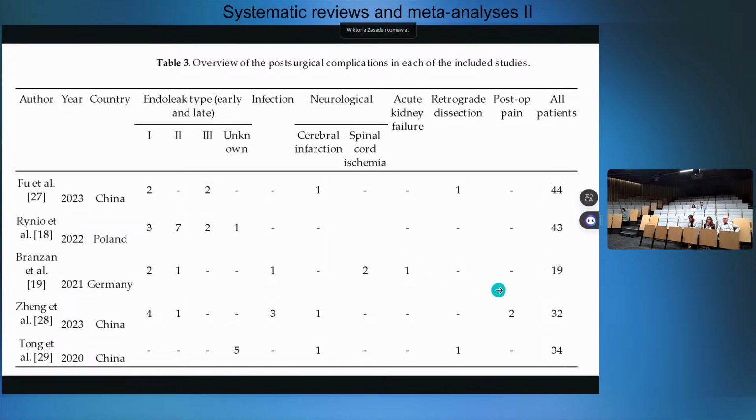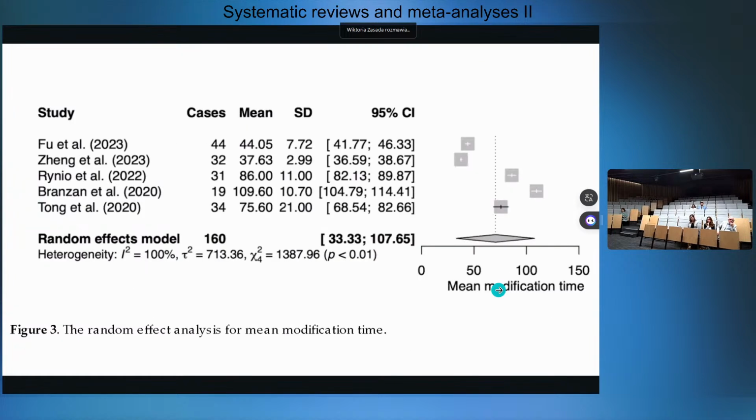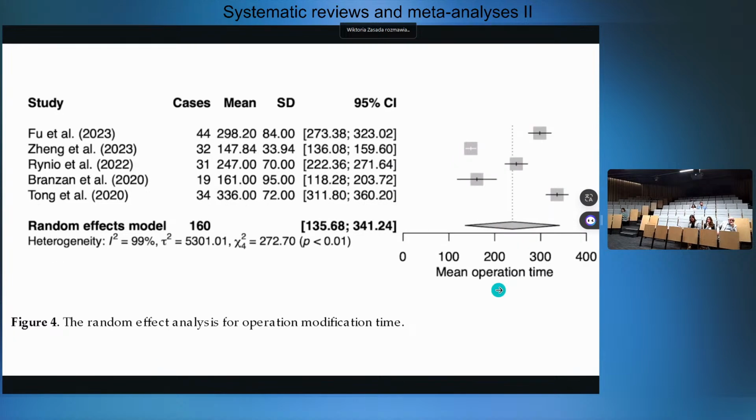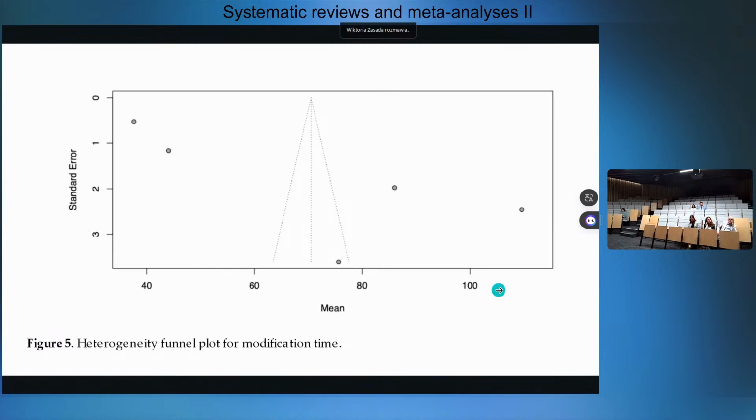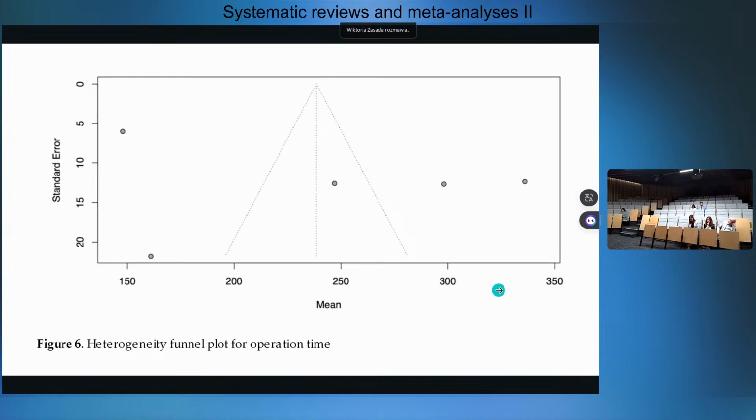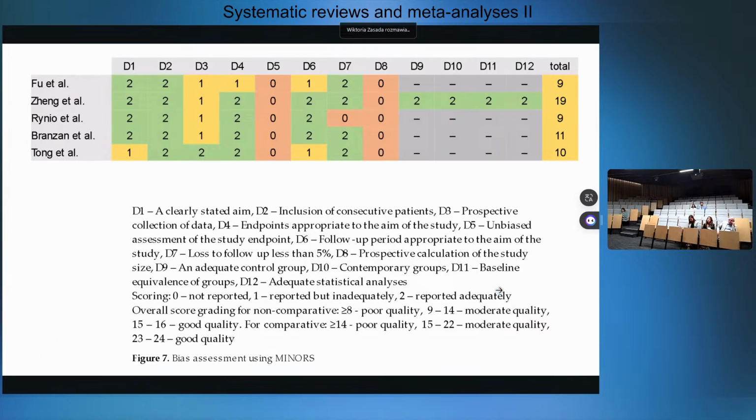Complications included endoleak, infection, neurological cases, renal complications, dissection, and post-op pain. Here, statistical analysis revealed considerable heterogeneity among the studies, indicating substantial variability in effect sizes. So we couldn't perform the meta-analysis. No significant publication bias was detected, ensuring the truthfulness of our findings.